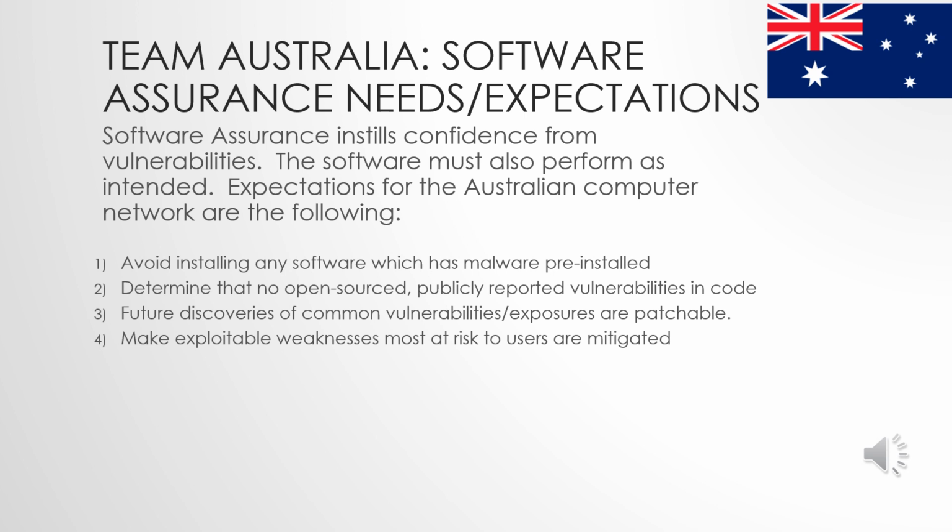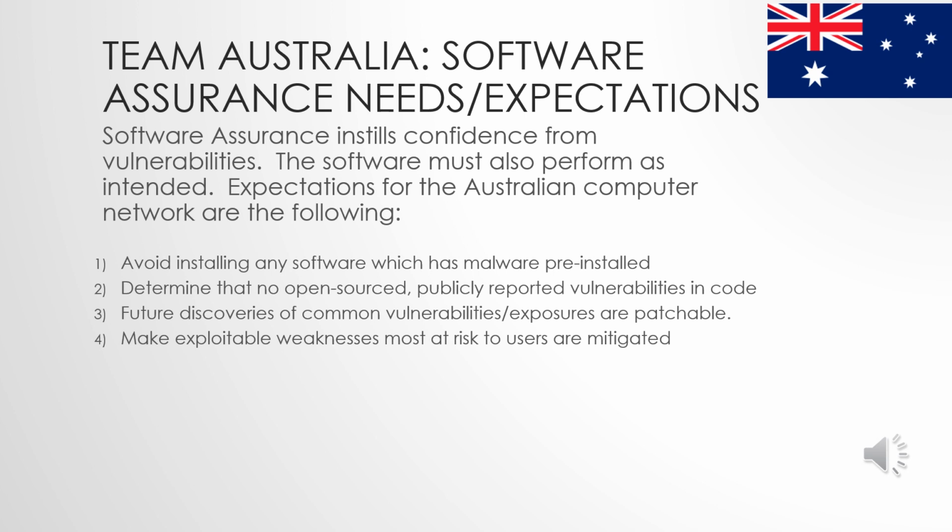Software assurance is a means of instilling confidence that software and services are free from intentional and unintentional vulnerabilities. The software must also perform as intended. Expectations for the Australian computer network within the Five Eyes Economic Summit and beyond can generally be broken down into 4 rules. First, avoid installing software which has malware already installed.